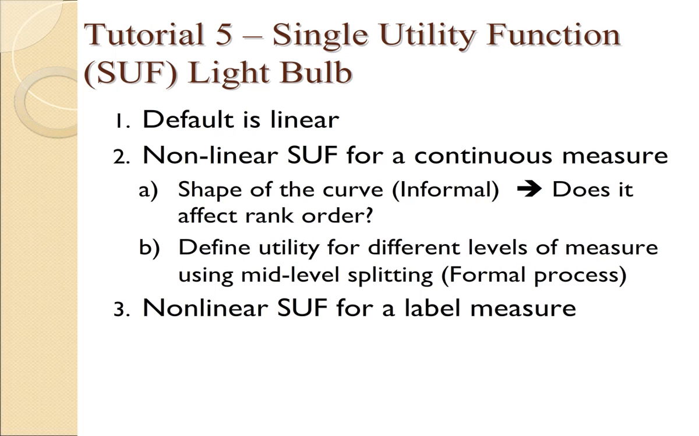In this tutorial, we will explore the options available in Logical Decisions to make the single utility function a nonlinear function. We'll look at it for a continuous measure. We'll present two different approaches. One will be an informal approach, and the second one will be a more formal process called mid-level splitting. We'll also address the issue of a single utility function that's nonlinear for a label measure. In general, the default assumption is a reasonable assumption that it is linear with regard to continuous measures. However, for label measures, you should generally be careful and seriously consider assigning a nonlinear SUF.